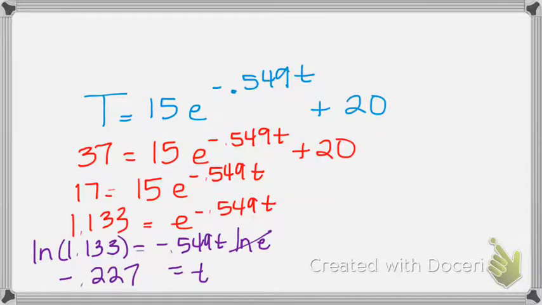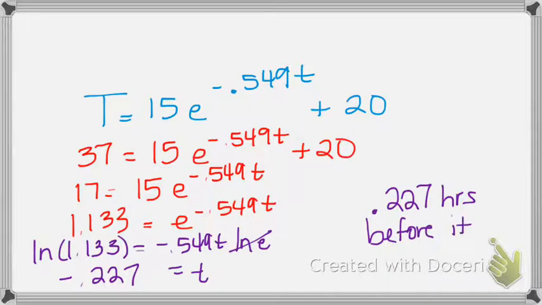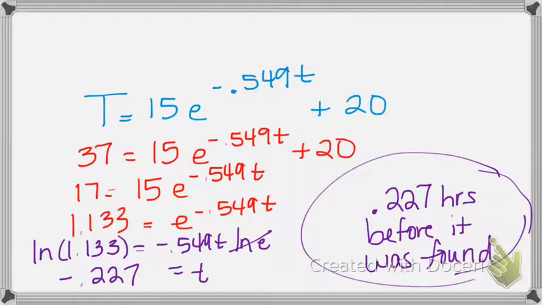And I get negative 0.227, and so that means 0.227 hours before it was found. That's why it's negative, because it's before the time actually began.